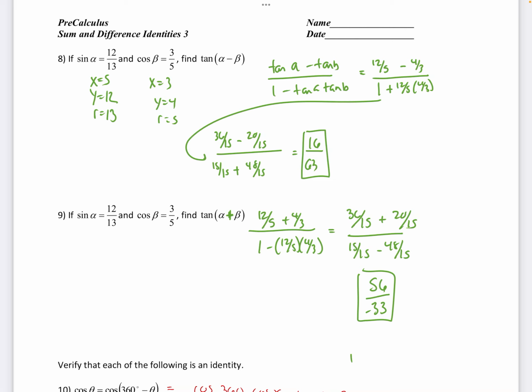So in this scenario, the common denominator for the entire problem was 15. So 12 over 5 became 36 over 15. 4 over 3 became 20 over 15. 1 became 15 over 15. And by doing that, it just made it algebraically easier for us to drop the 15s and solve. Right? Similar problem for 9, but since it's tan addition, we have a plus in the numerator and a minus in the denominator. Right? And doing that, we get 56 over negative 33.